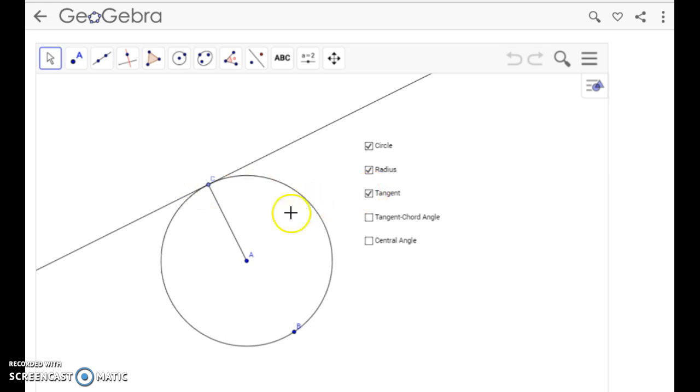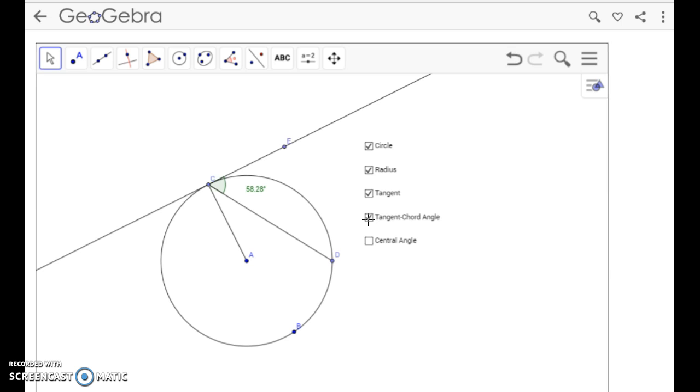Now, we already know that a radius and a tangent will be perpendicular. That's something we've explored in a previous video. What we want to look at now is something called a tangent chord angle. A tangent chord angle is made up of a chord and a tangent. That's how we get the name of it. So let's say we have this tangent chord angle right here.